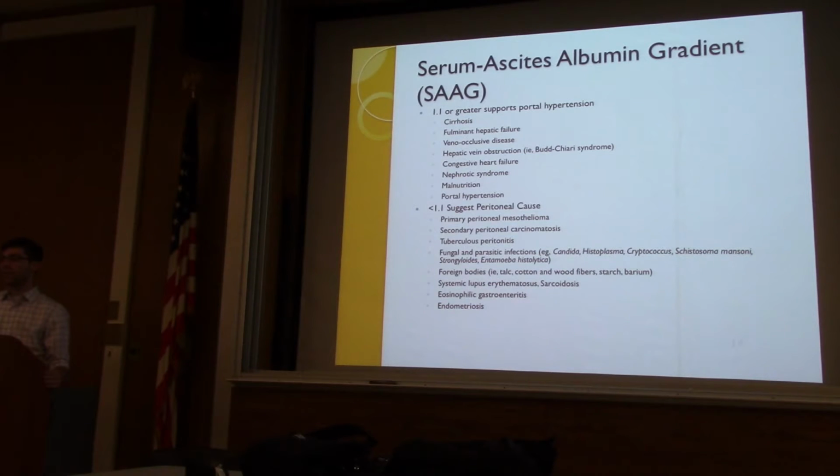And this is just to differentiate it, and pretty much what we're saying is that anything greater than 1.1 is things that are really due to the liver and supporting portal hypertension, whereas anything less than 1.1 tends to be things like TB, endometriosis, peritoneal stuff, things outside of the liver that are causing this.